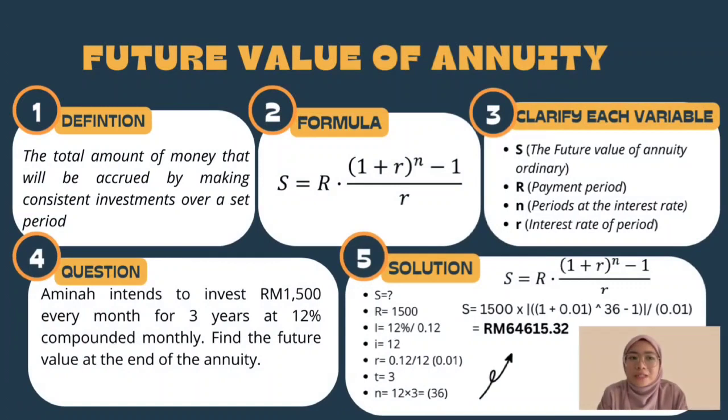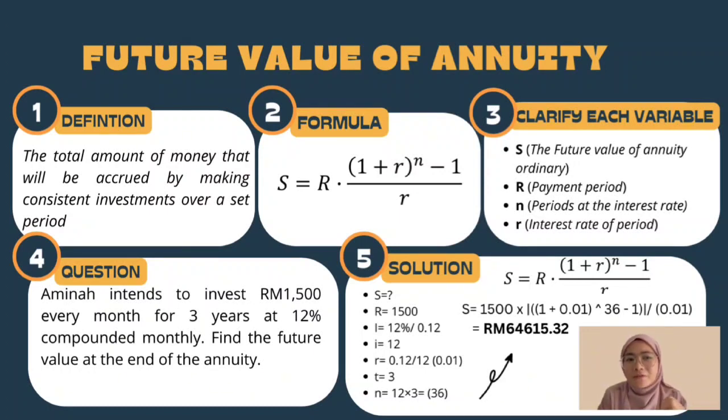So we move on to the next, which is the future value of annuity. The meaning of that is the total amount of money that will be accrued by making consistent investments over a set period. In short, we don't know how much the payment is at the end of the year, so we only have the series of payments. From that, we use this formula, which is S equals R multiplied by (1 plus r) to the power of n, minus 1, divided by r. From this formula, we can find the future value of annuity.